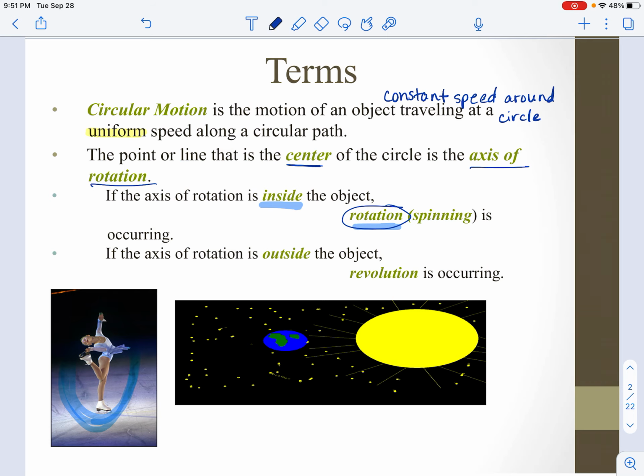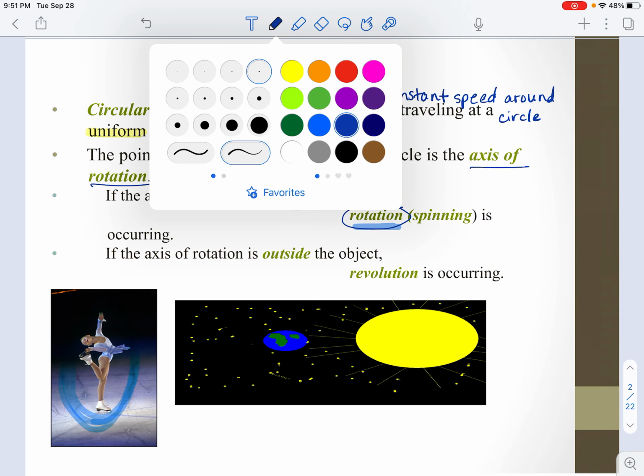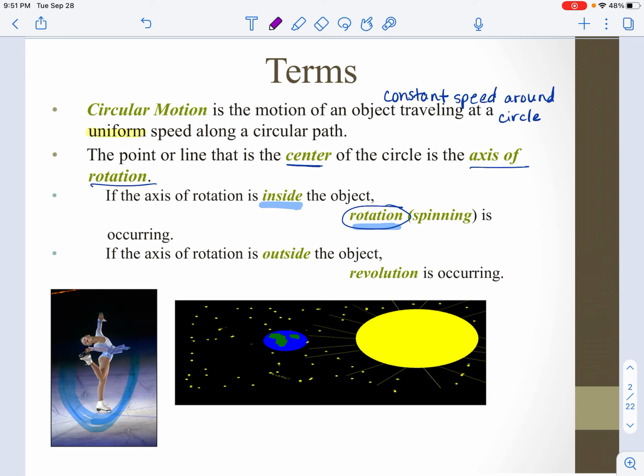Now we also have what we call a revolution. Now this is something that you probably are more familiar with than you realize. We know that the earth revolves around the sun. And so that means that the earth is going to orbit or move in a circular pattern so that the sun ends up being the center of its circle. So the object that is going around in a circle is the earth.